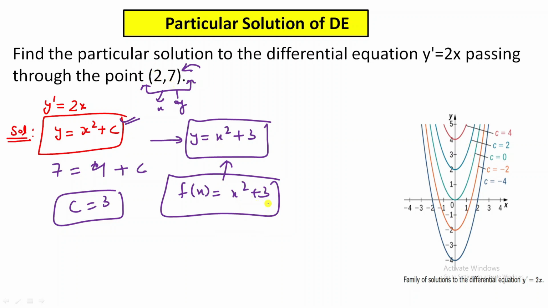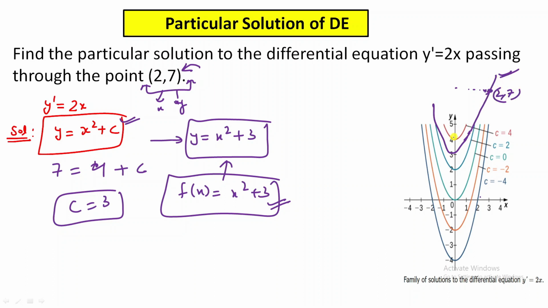If you see here, this is basically the c value. Basically 2 comma 7 will have x as 2 and 7 will be here. When c is 3, the curve starts at 0 comma 3, and 3 will be here. So basically it will be this type of curve, and this will be 2 comma 7.